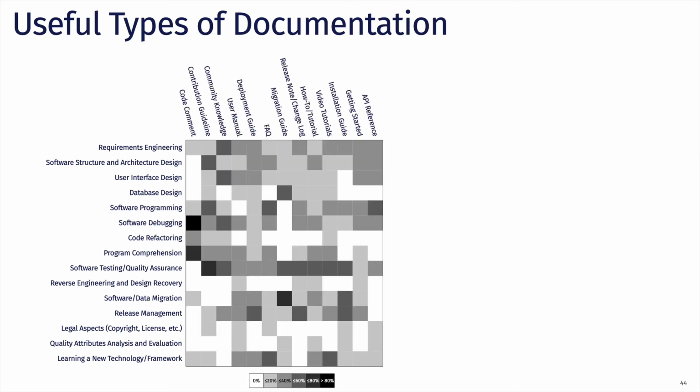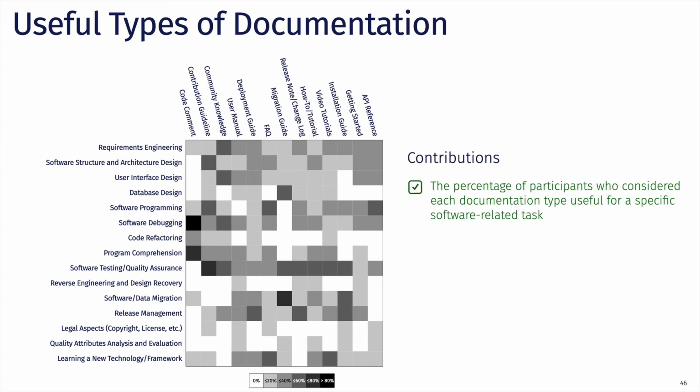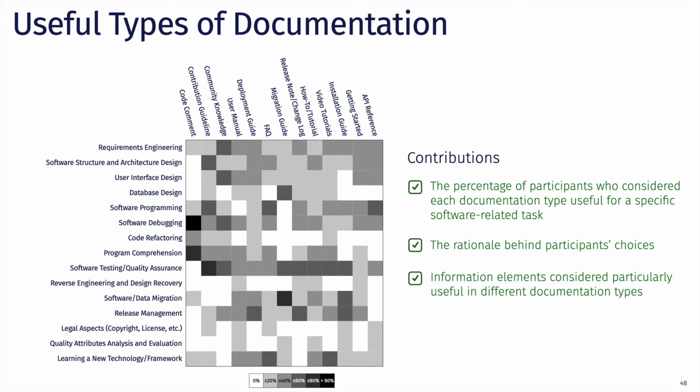The dark spots in the chart indicates that high percentage of participants consider the documentation is useful for that task. Looking at the chart, the most noticeable message here is that practitioners do not perceive all documentation types as useful for different tasks. In addition to reporting useful types of documentation in different tasks, as part of the paper, we discussed the reasons provided by practitioners to explain why a documentation type is useful during a specific task. And for each documentation type, we report the information elements listed as particularly useful. Let's take a look at one example.